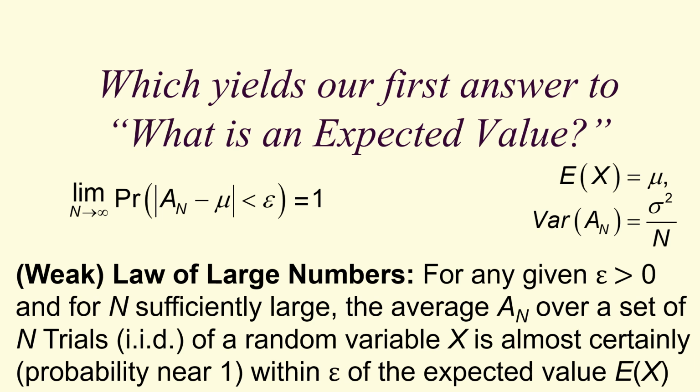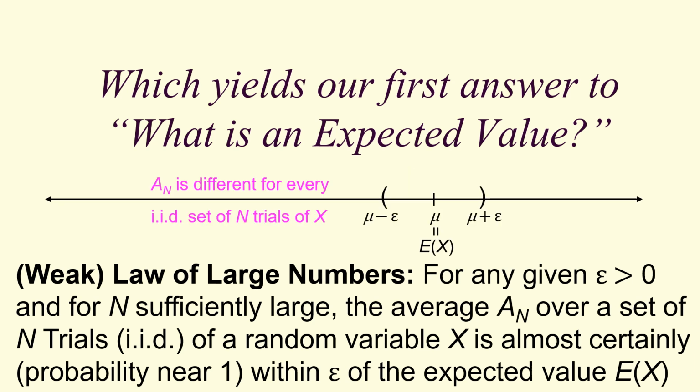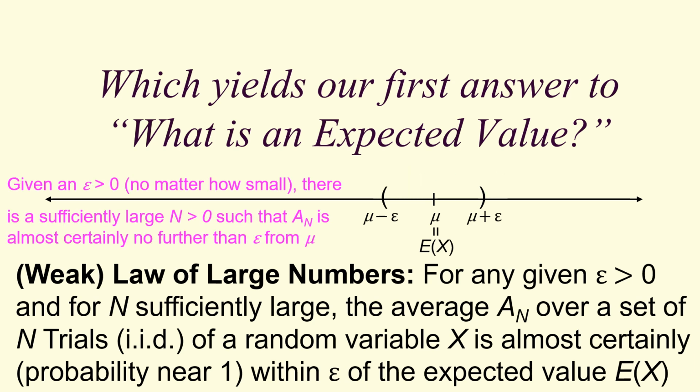For any given epsilon greater than 0, for n sufficiently large, the average over a set of n trials of a random variable is almost certainly, in other words, with probability very close to 1, within epsilon of the expected value E of X. What that means is even though the sample mean is different for every set of n trials, we still have that no matter how small epsilon is, for a sufficiently large n, A_n is almost certainly no further than epsilon from mu, the expected value of X.